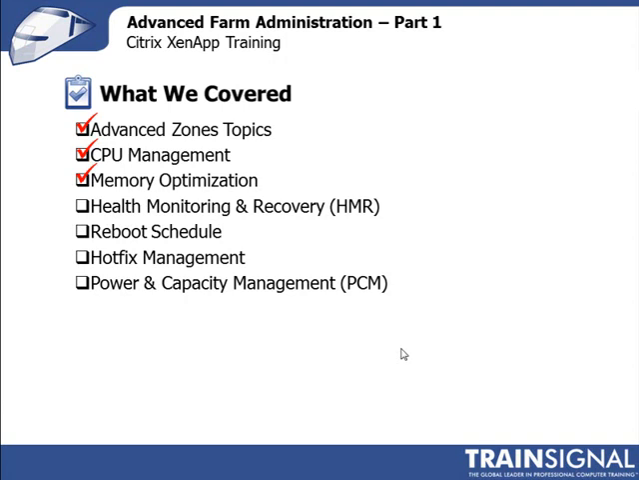in the Citrix policies. Then we took a look at health monitoring and recovery, HMR, and how you can configure that and turn it on, which services are being monitored by default, and what corrective measures, what tasks, you can perform if a particular server is deemed unresponsive or down.